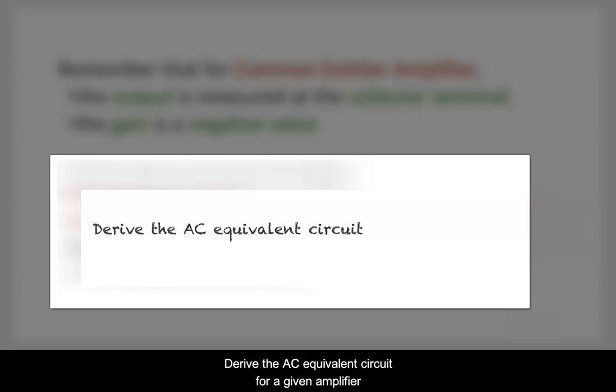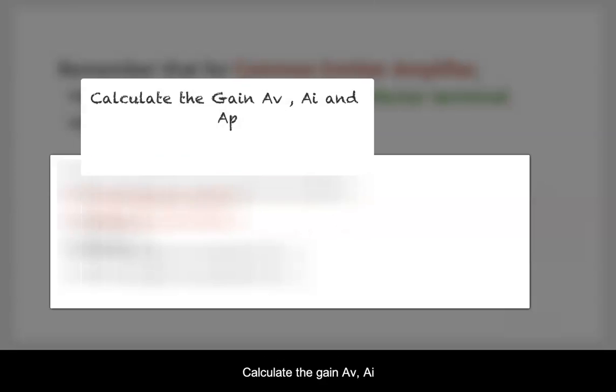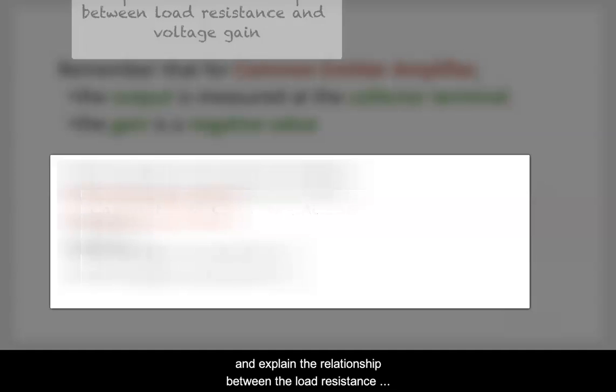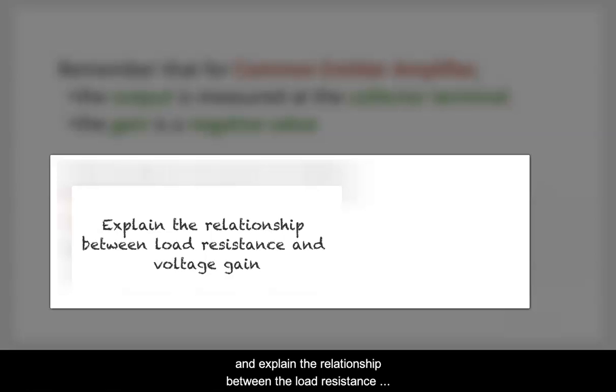We should also be able to derive the AC equivalent circuit for a given amplifier, calculate the voltage gain, current gain, and power gain, and explain the relationship between the load resistance and voltage gain of a CE amplifier.